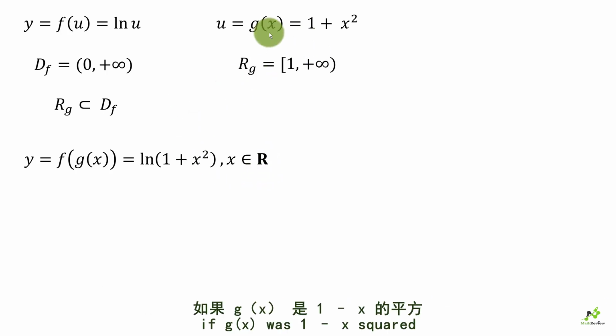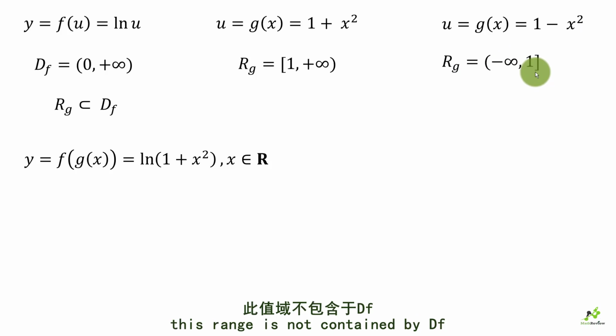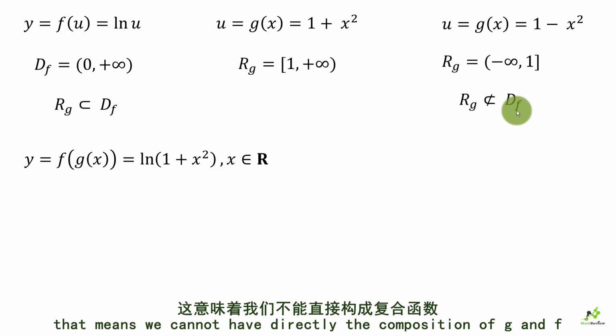If g of x was 1 minus x squared, then the range of g would be the semi-closed interval (negative infinity, 1]. This range is not contained by df. That means we cannot have directly the composition of g and f.